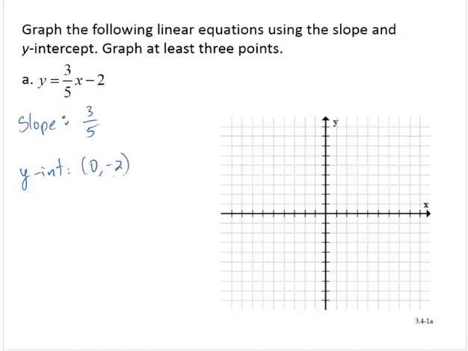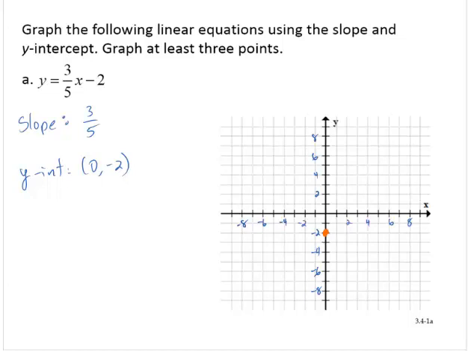So what I'll do is first, let's put some scale on this grid. I'll just use a scale of 2 on scale of 1, but I'll just mark every other. I'm off a little bit there. Alright, so I have the y-intercept at (0, -2). So let me plot that point.